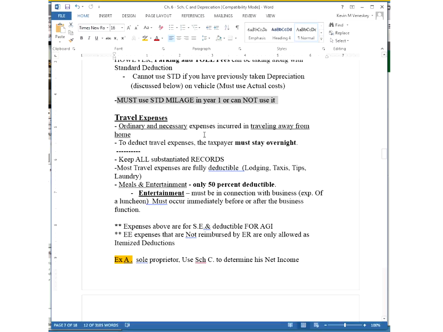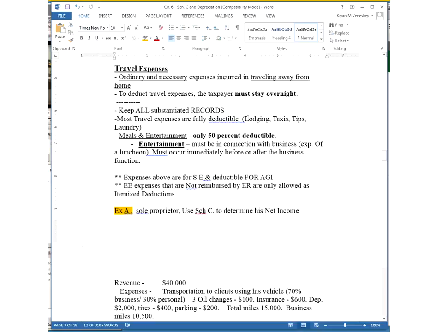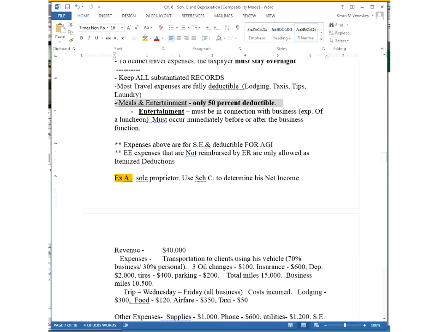Travel, okay, so this is for your overnight stays. You can deduct all your costs as long as they're ordinary and necessary. Stay overnight. Better keep most, if not all, of your records, so all of the receipts, so it's a little bit more cumbersome. Notice here that meals and entertainment are only deductible up to 50%.